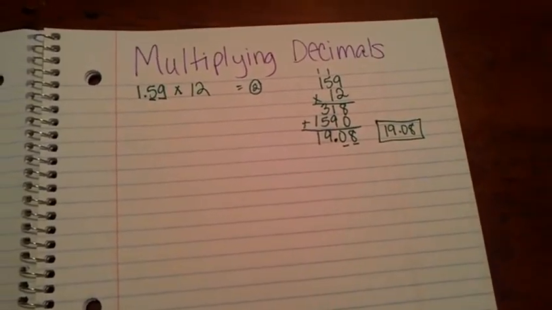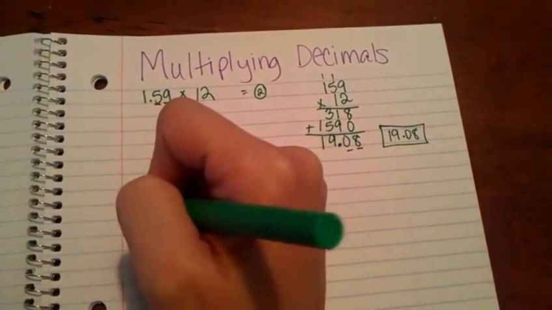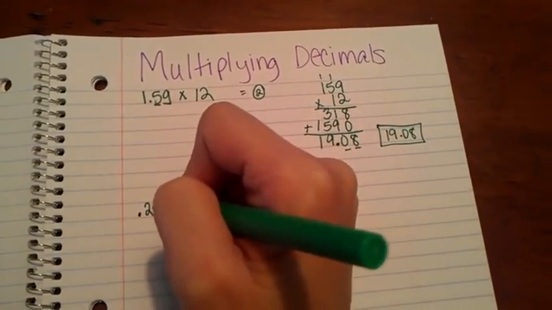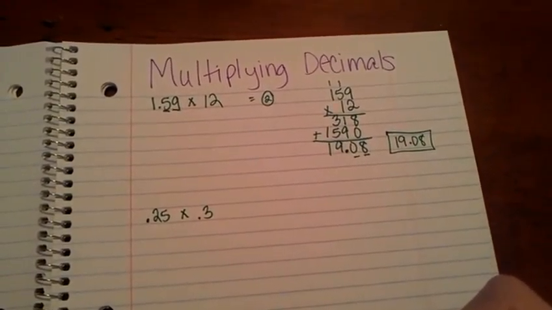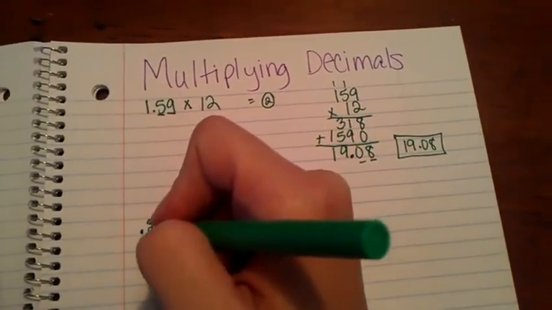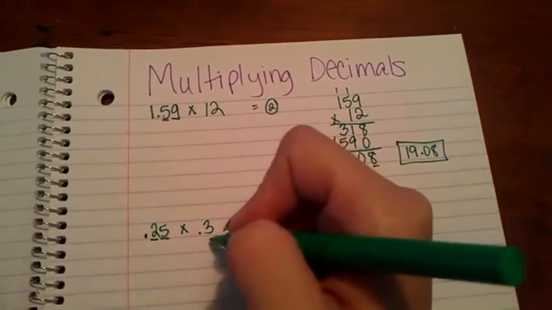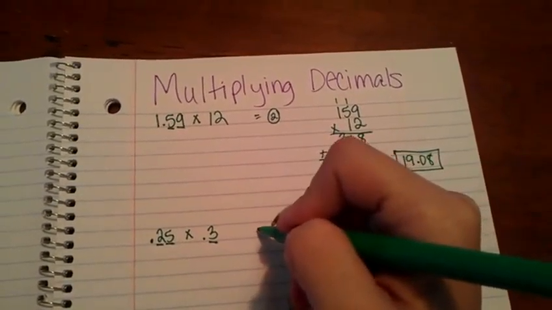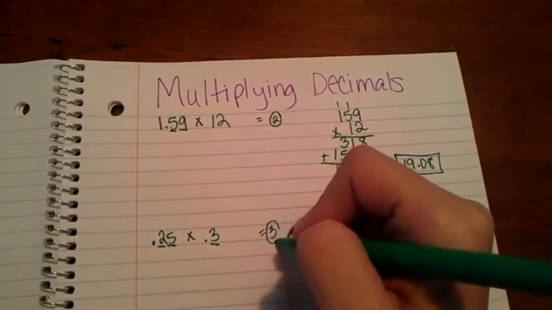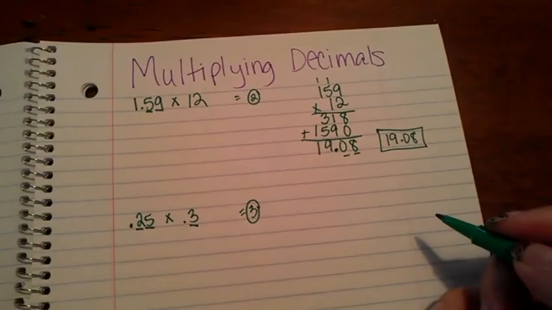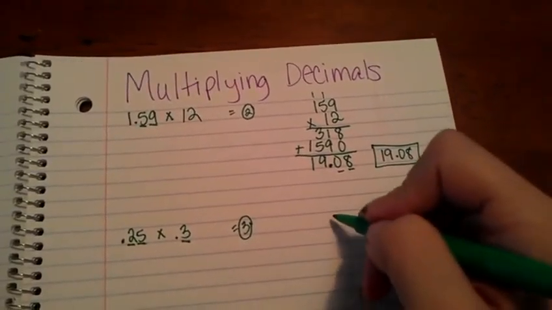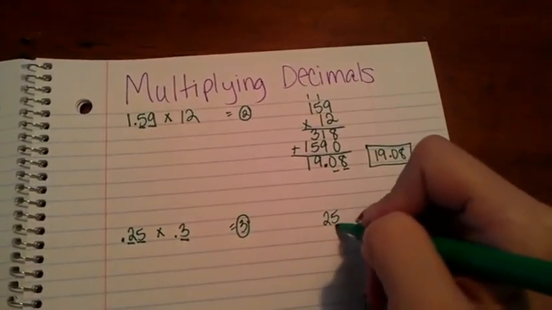Okay, my next example: 0.25 times 0.3. Same steps. I'm going to go through and count my decimal places. I've got 1, 2, and here I've got 1. So 2 and 1 means I'm going to have 3 decimal places in my final answer. Now I'm just going to multiply my numbers and ignore the decimals. So 25 times 3.